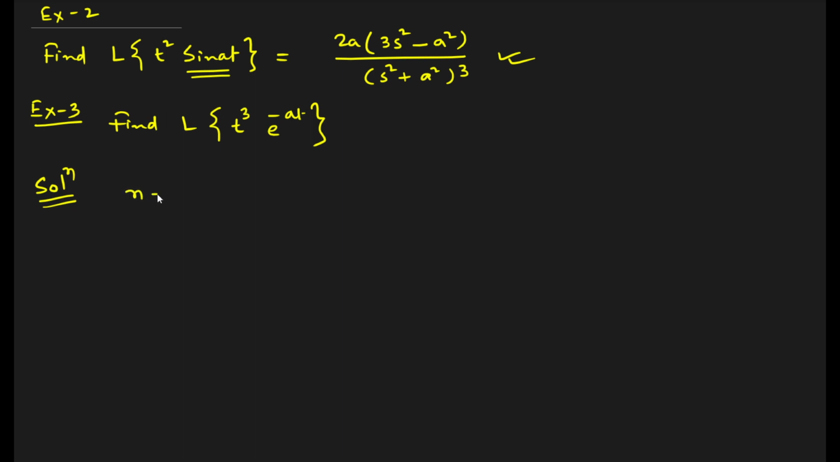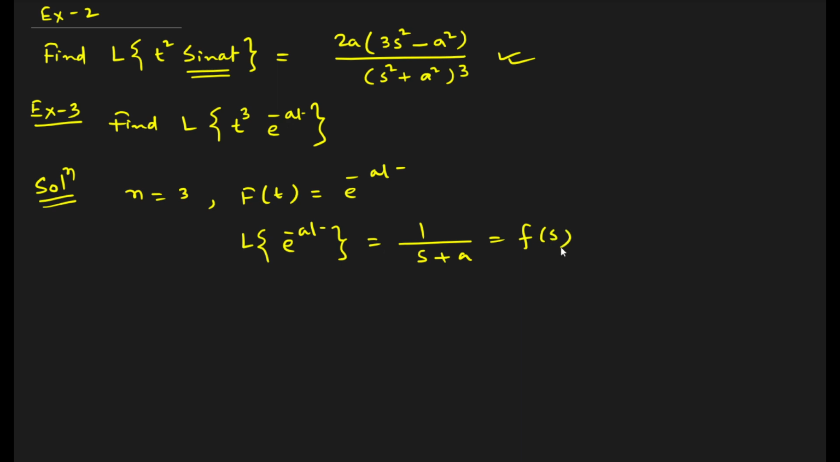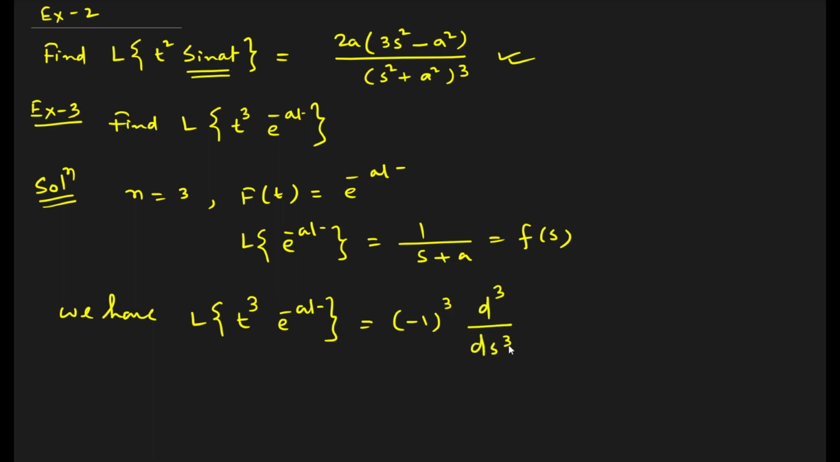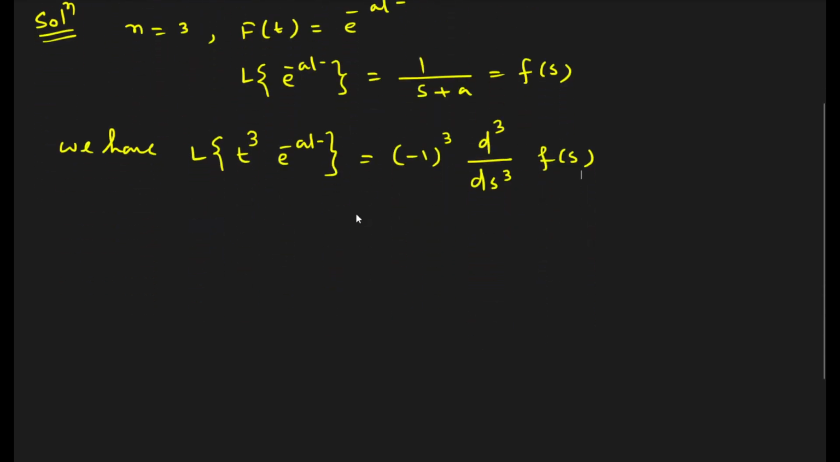For this particular problem, n equals to 3, and what is our f of t? F of t is e to the power minus at. So first we have to find the Laplace transformation of this one. So this will be 1 divided by s plus a. So this is our f of s. So we have Laplace transformation of t cubed e to the power minus at. So this will be, since power is 3, minus 1 to the power 3 d cube by ds cube f of s. Okay, f of s. So here minus will remain because the power is odd. So minus d cube by ds cube.